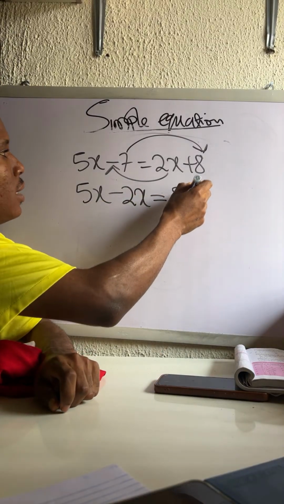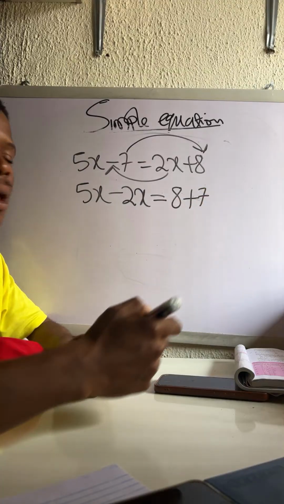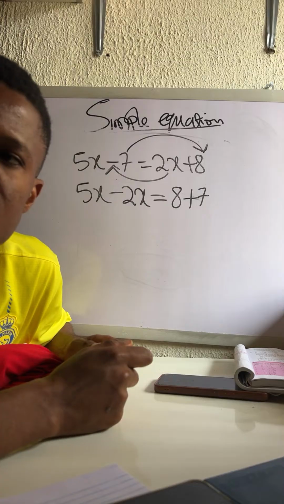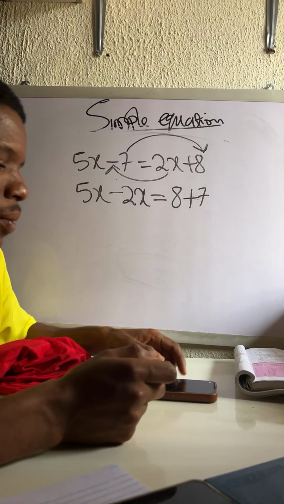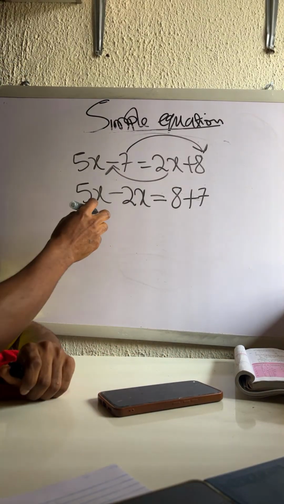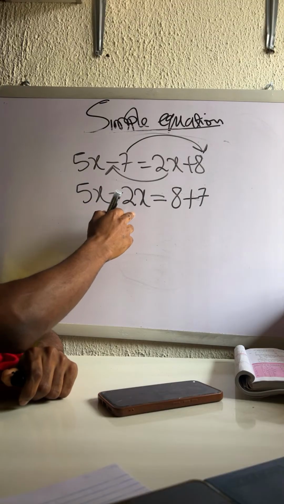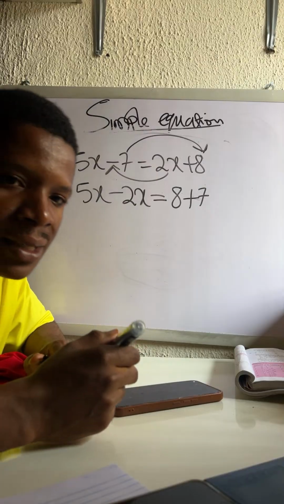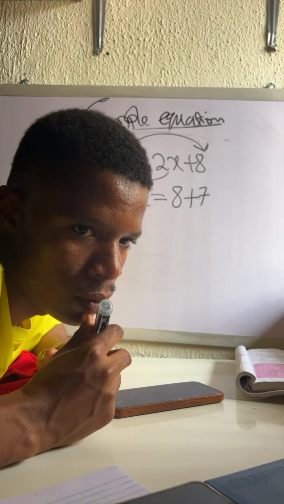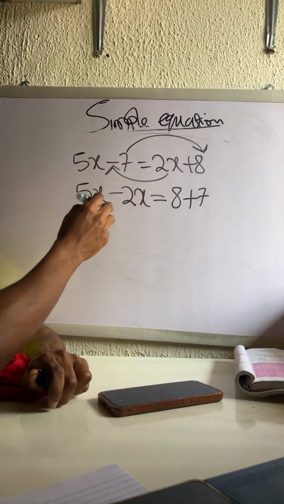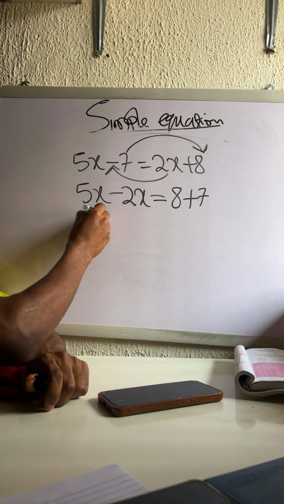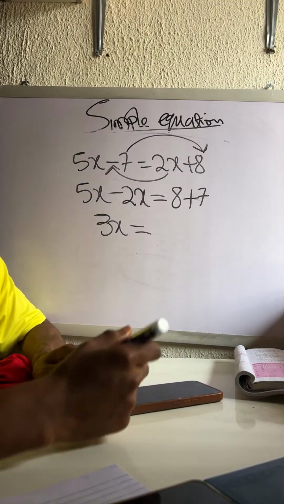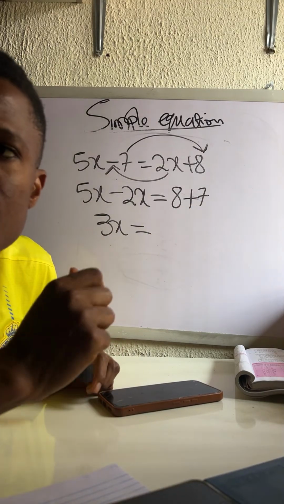So what do you get? You have to add 7. Okay. So what is 8 plus 7? So you have it as 5x minus 3x. What is 5x minus 3x? 5x, okay, you said 15. Thank you. 5x minus 2x is what? 3x. And that's equals to 8 plus 7 is what?